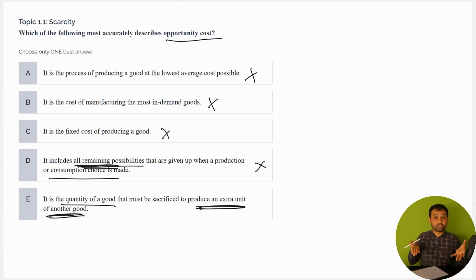Now, of course, this is a production case. You could have had a consumption case or some other case that involved making a choice and giving up the next best thing. But in this context, this is the right answer.